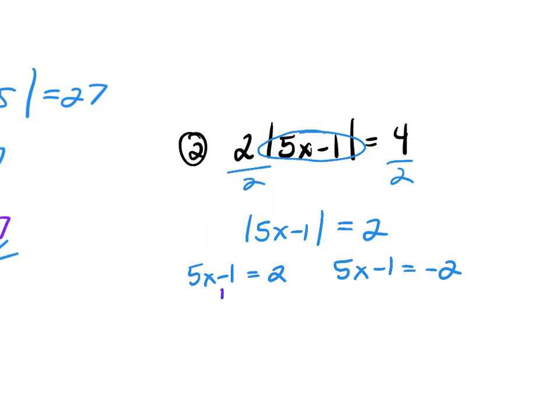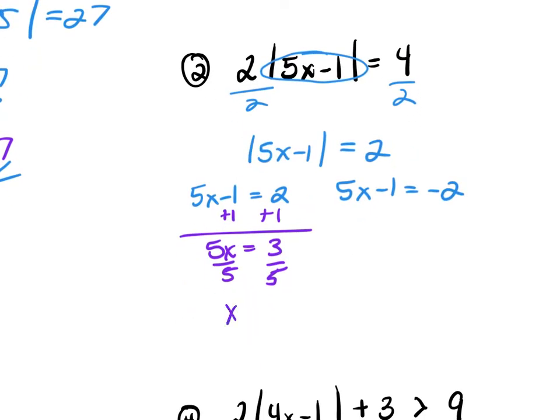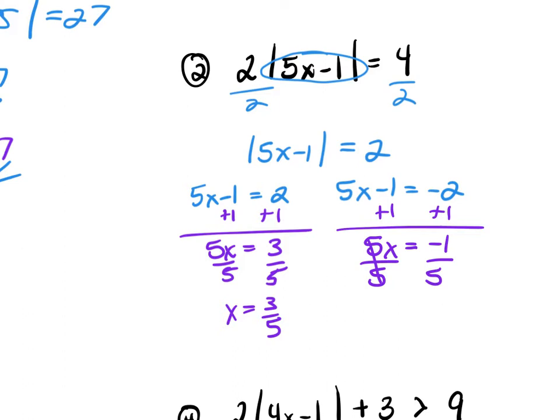So if I solve, I'm going to add 1 to both sides. 5x equals 3. Divide by 5. And x equals 3/5. Add 1 to both sides. 5x equals negative 1. Divide by 5. And x equals negative 1/5.